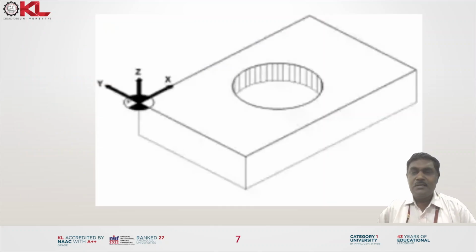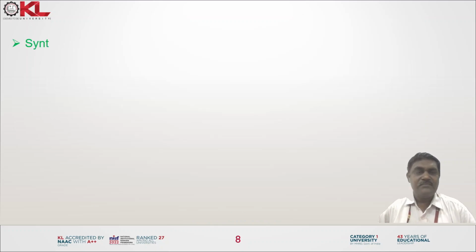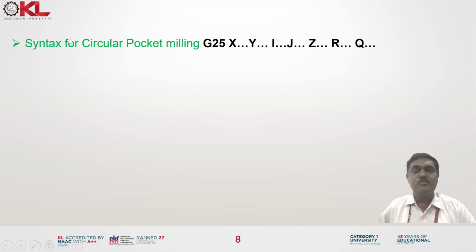Next we will see circular pocket milling. This is the circular pocket milling. We can make a circular cavity on the surface using circular pocket milling. Now let us see the syntax for circular pocket milling. It is almost similar, only the circle center and one point on the circle are different. Now we are using G25: G25 X Y I J Z U R Q D F.